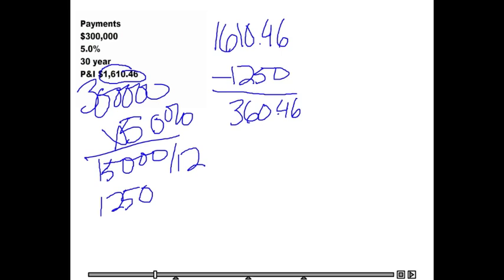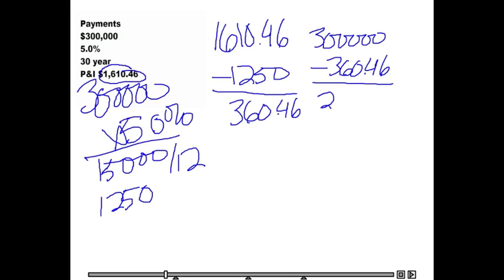So that right there is the amount of principal that went to the loan for the payment for the first month. If we want to find the principal balance at the end of that payment, all we do is take the loan amount at the beginning before that payment, which in this case is the beginning loan amount of $300,000, subtract from that the $360.46, and that leaves us with a principal balance of $299,639.54. Okay. That right there is our principal balance at the end of the first month.